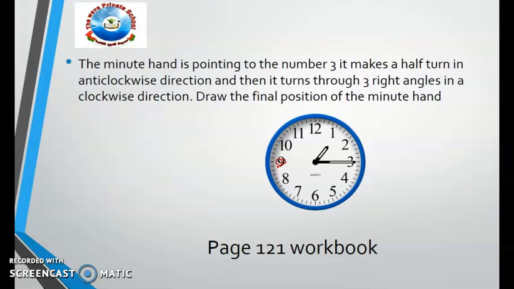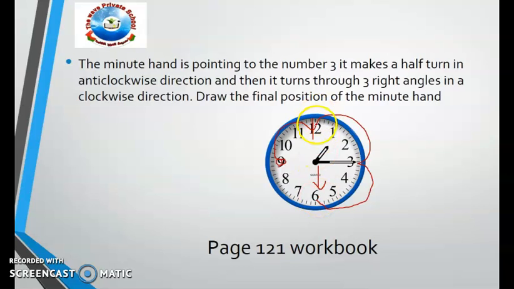Okay, I make it. Then they said it turns through 3 right angles in a clockwise direction, not anti-clockwise, in a clockwise direction. 3 right angles. So this is a full circle. From one quarter to the next quarter, I have 1 right angle. Then from here to the next quarter, 2 right angles. They said 3 right angles. From here to the next quarter, now here 3 right angles. So the final position of the minute hand will be at 6.